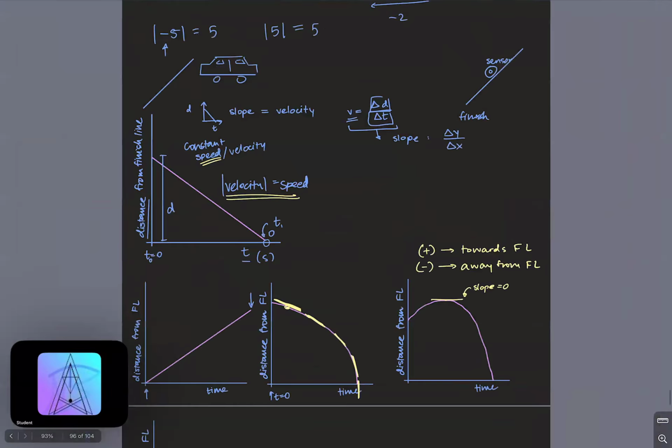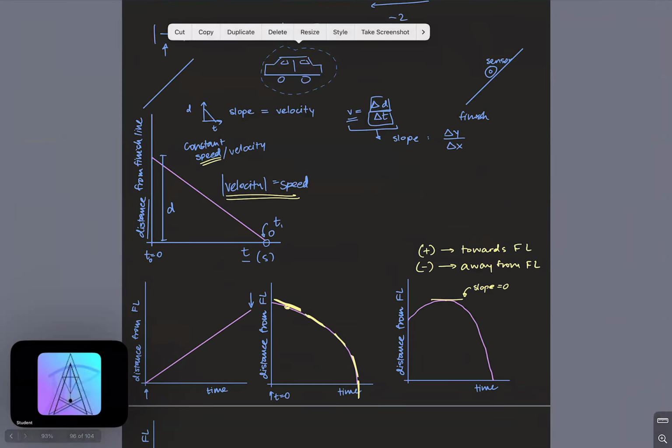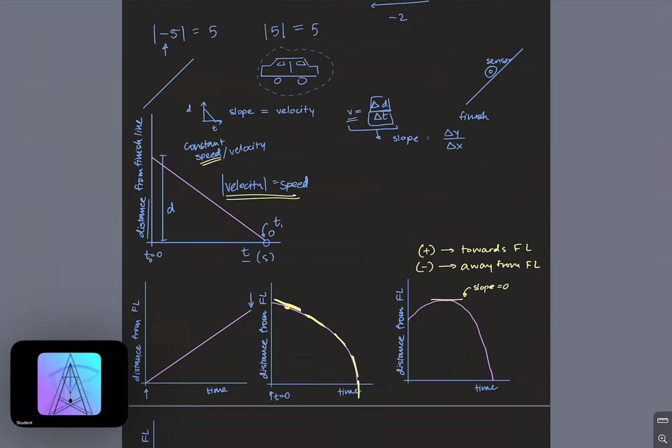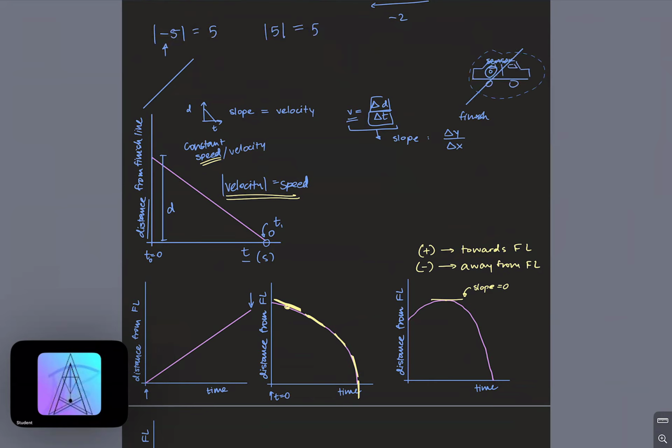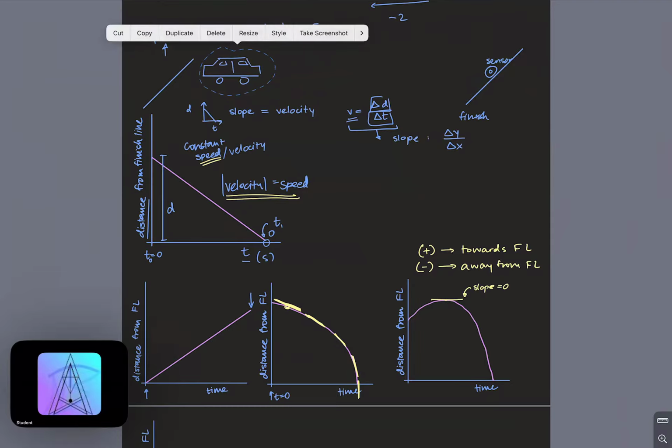So let's kind of play out the scenario here. So the car starts out some distance away, then it goes away from the finish line and it slows down. Okay, then it comes to a stop because we're at this top point, the maximum of the graph. And then it goes towards the finish line and it speeds up. And then it's at the finish line at the end. Okay, got it. Okay, perfect.